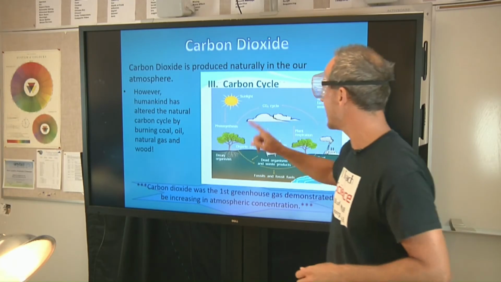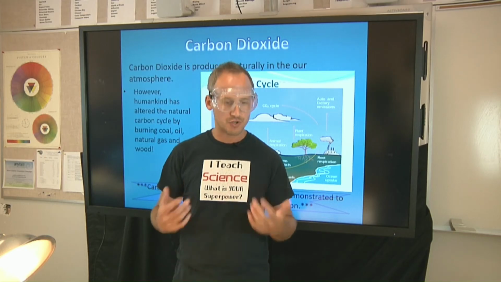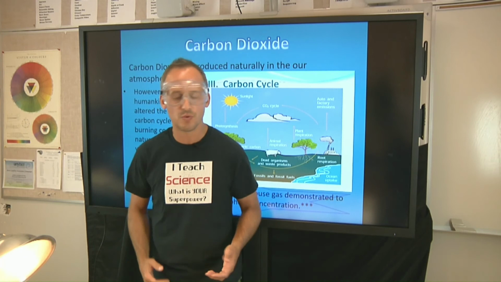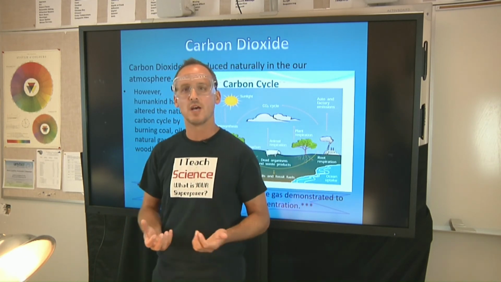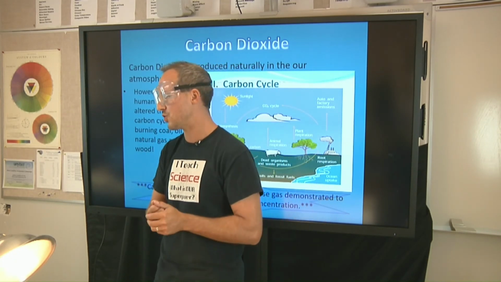Okay, so carbon dioxide is produced naturally in our atmosphere. It is produced naturally, but here's the caveat. Humankind has altered the natural carbon cycle by burning coal, oil, natural gas, and wood. So we have added so much carbon dioxide to the atmosphere. You're going to see that as I show you a very interesting site that you can go to and explore and learn all sorts of things about the greenhouse effect, but also about climate change.